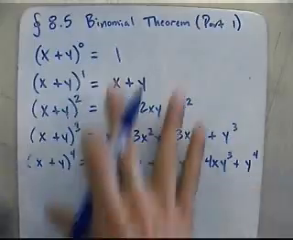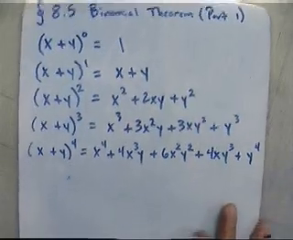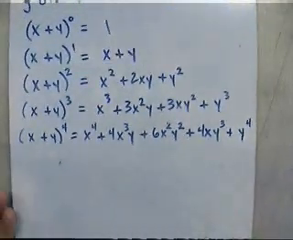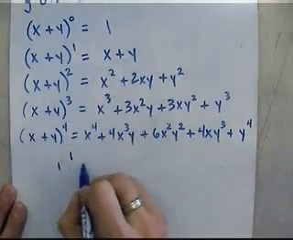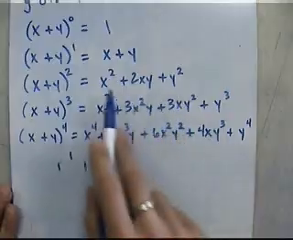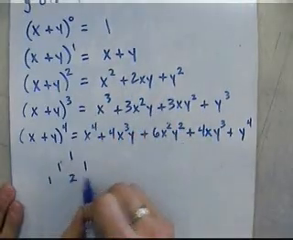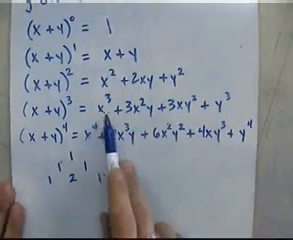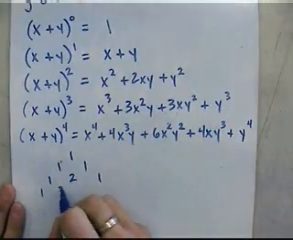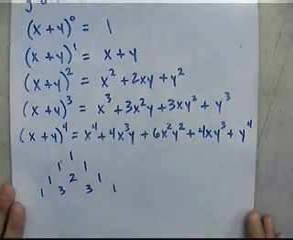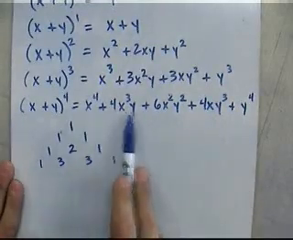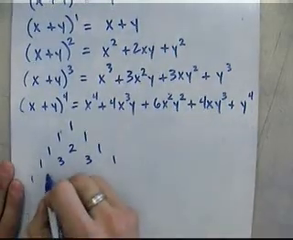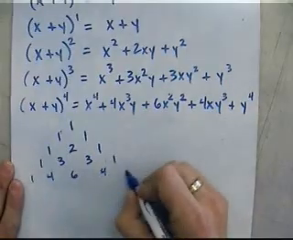But if I look at the coefficients of this, let me pull all the coefficients out and see what they look like. This one looks like a 1. Here it looks like a 1 and a 1. Here it looks like a 1 and a 2 and a 1. Here it looks like a 1 and a 3 and a 3 and a 1. Next one's going to be 1, 4, 6, 4, 1.